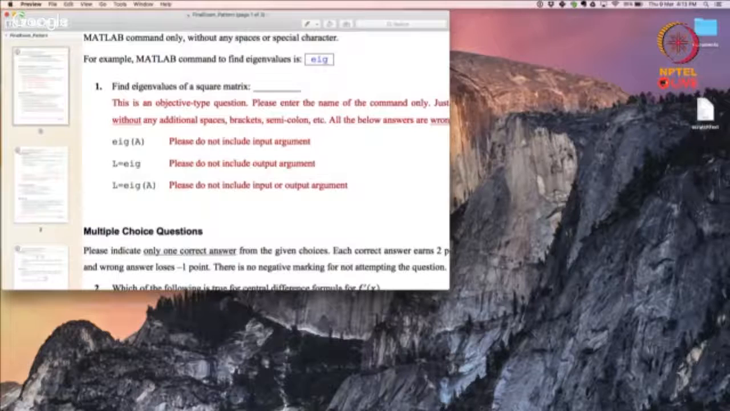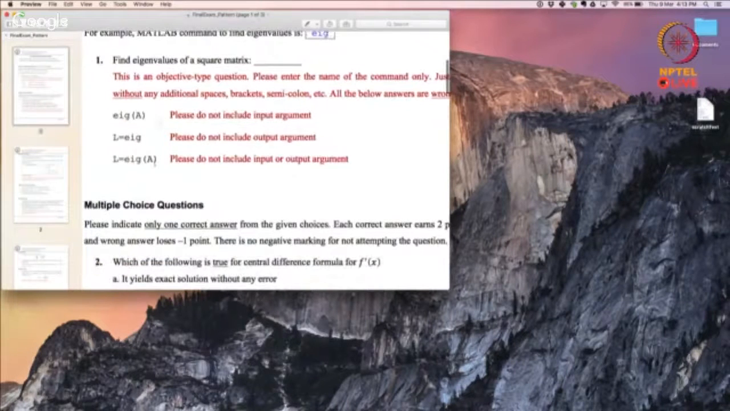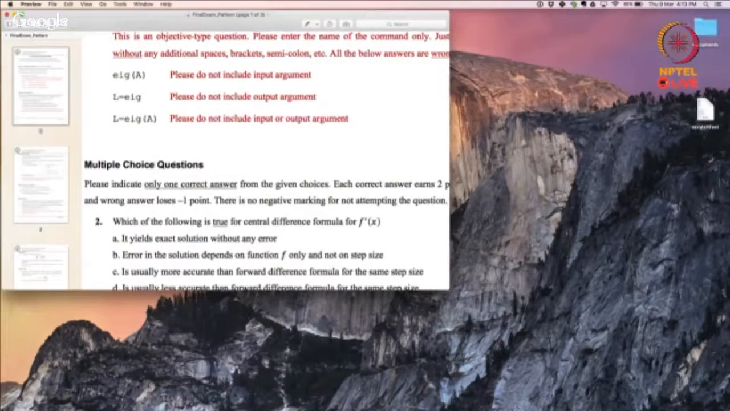Just to repeat what I said, we have 5 questions of the first type, which is to recall your MATLAB commands. There will be 7 questions of the multiple choice type. So MCQs are 7 in number. They are on things that you have seen in the video lectures and or the assignments. So they test your fundamentals that you learned while going through this particular course.